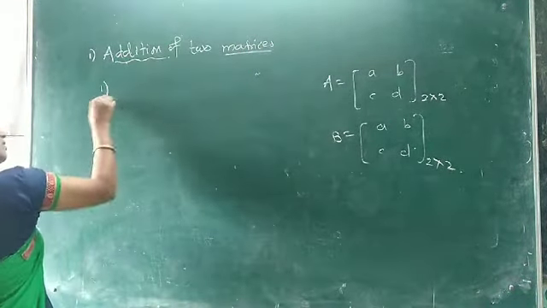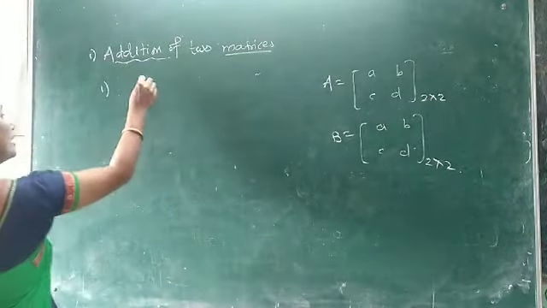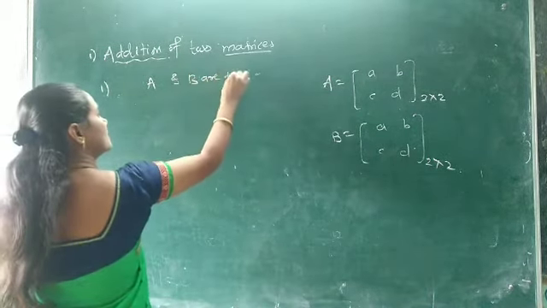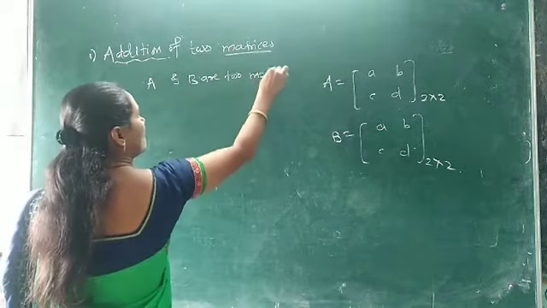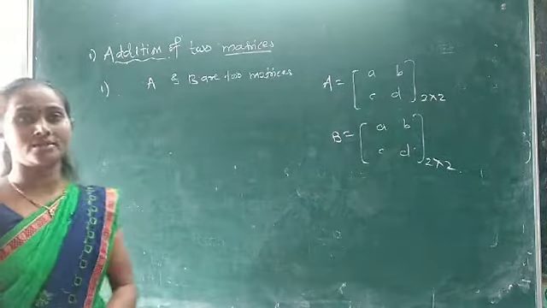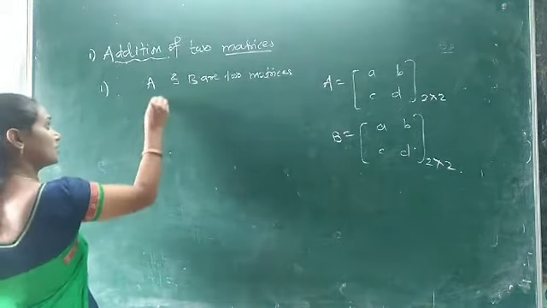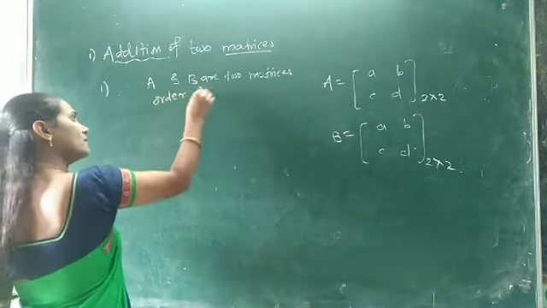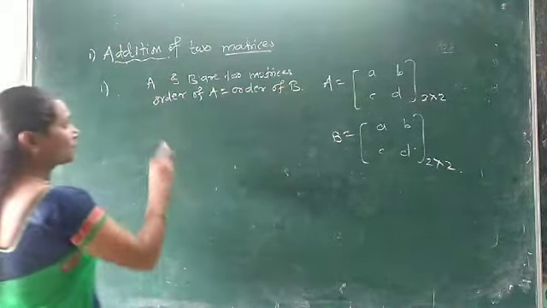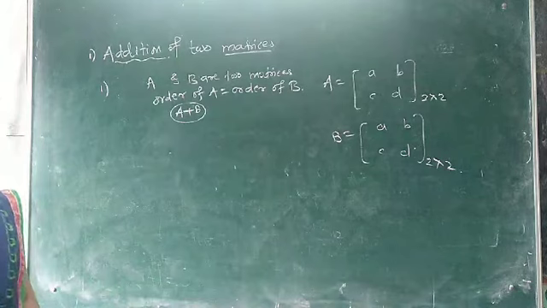Addition. When we add two matrices A and B, first of all the order of these two matrices must be the same. The important condition is that the order of A is equal to the order of B. Then the addition of two matrices is denoted by A plus B.